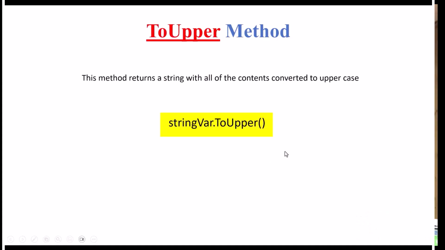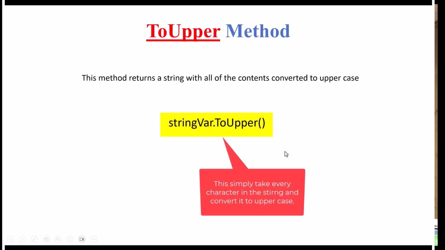We have an identical one, the ToUpper method. Same thing. It returns a string with all the contents converted to uppercase. So when you're doing a match again, you might want to simply take the variables you're bringing in, the names, and then make them all uppercase into this new variable. Then you can match the uppercase that you might have in a list.